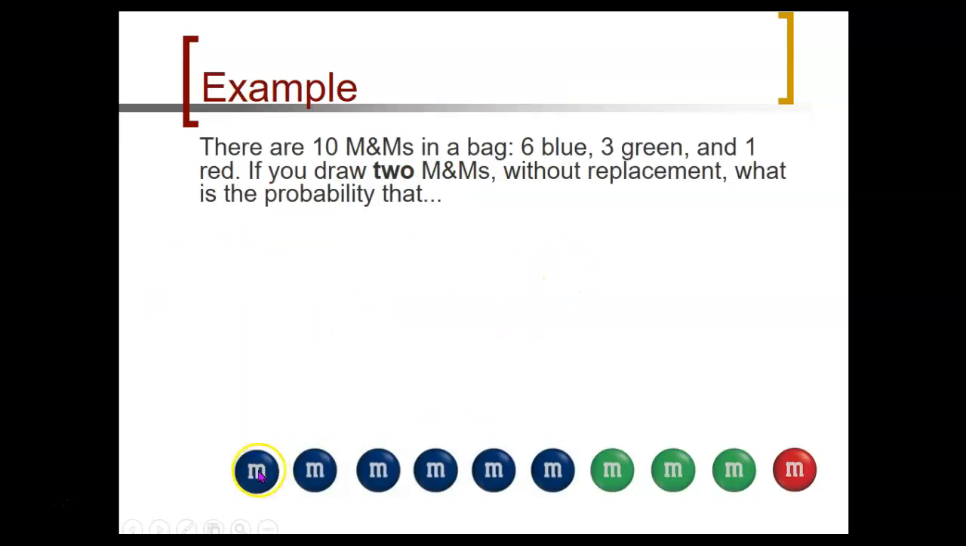For example, there are 10 M&Ms in a bag: 6 blue, 3 green, and 1 red. If you draw 2 M&Ms without replacement, and that means that after you pull the first one out, you do not replace it before pulling out the second one, what is the probability that both are blue? Again, there's that word both, so this is an and question. I'm asking, what's the probability that the first one you pull out is blue and the second one is blue?